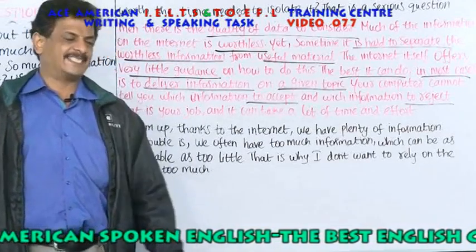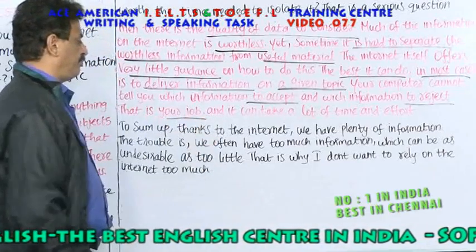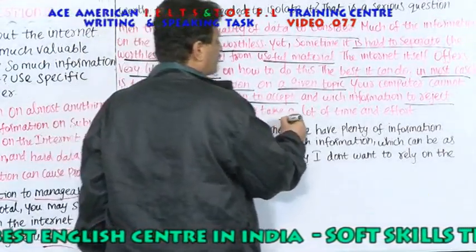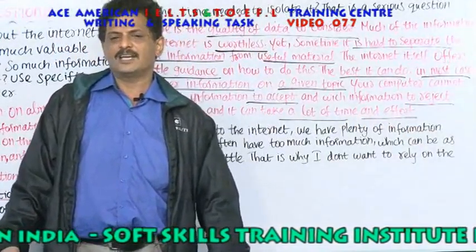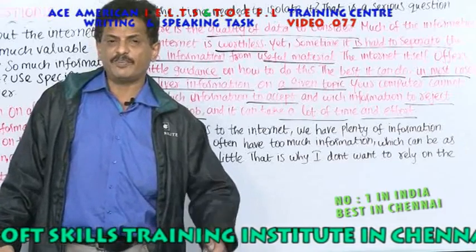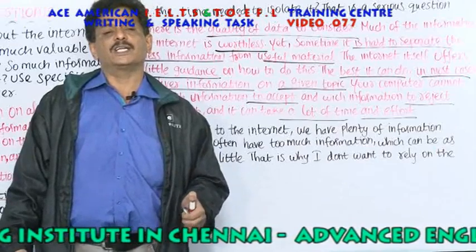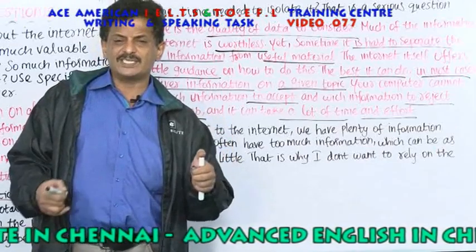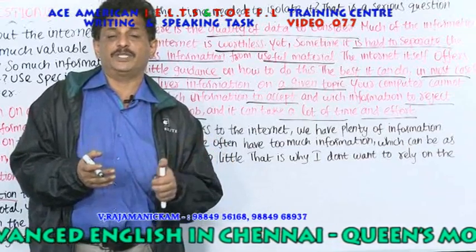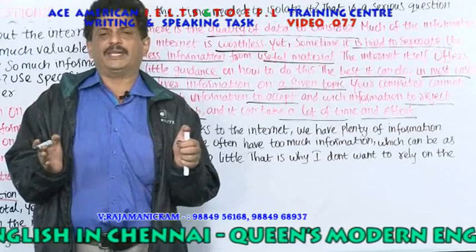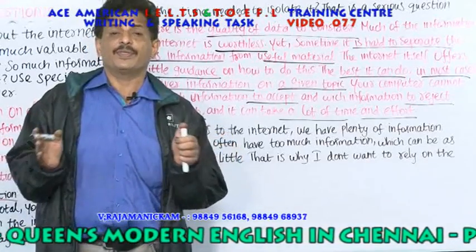information. The best it can do in most cases is to deliver information on a given topic. Your computer cannot tell you which information to accept and which information to reject. The internet just provides the information, but it doesn't say what type of information you have to reject and what type you have to accept. The computer doesn't say. That's your job. You have to separate it, and it can take a lot of time and effort.